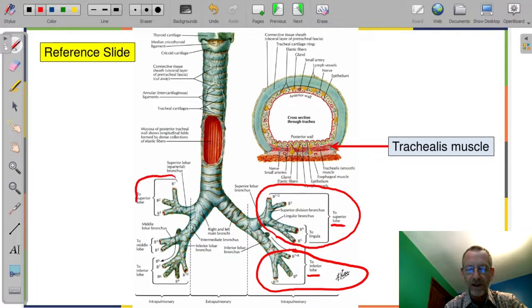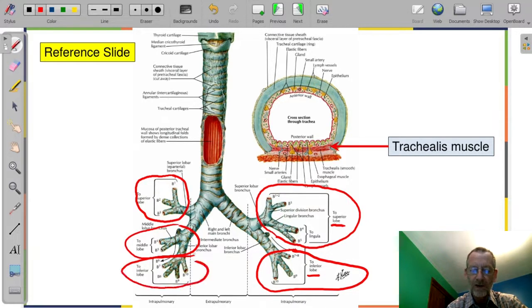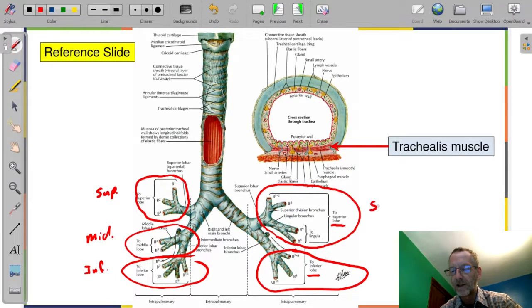Again, on the right side, superior lobe, middle lobe, and inferior lobes. So superior and inferior, and then the middle. And on the left side, we just have the superior and the inferior. So the main idea is just to note that the bronchial tree divides, and these branches supply air and ventilate those regions of the lung.